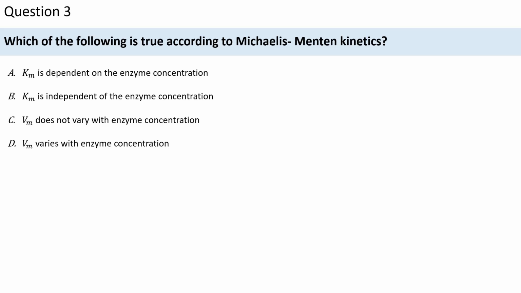So moving on to question 3. Which of the following is true according to Michaelis-Menten kinetics? Option A, Km is dependent on enzyme concentration. Option B, Km is independent of enzyme concentration. Option C, Vm does not vary with enzyme concentration. Option D, Vm varies with enzyme concentration.